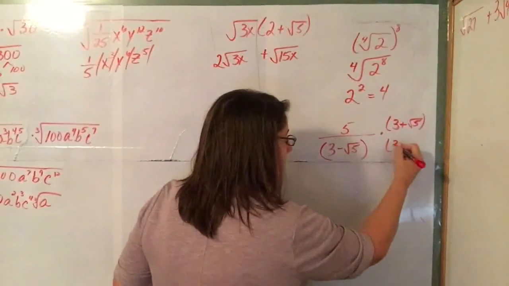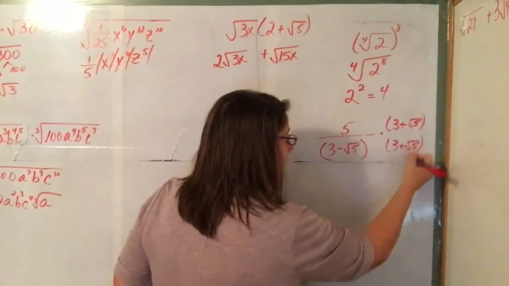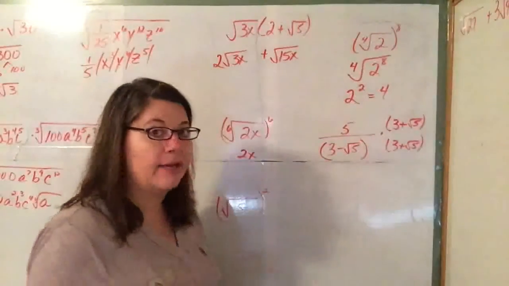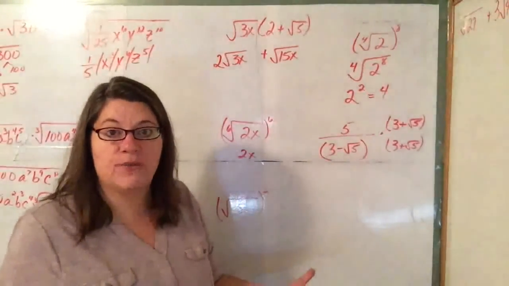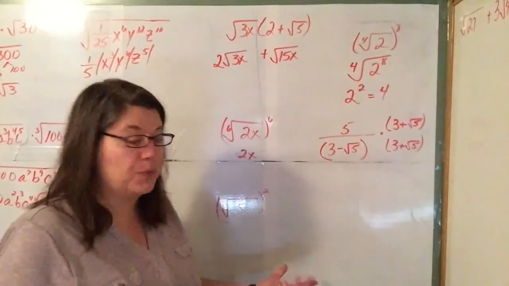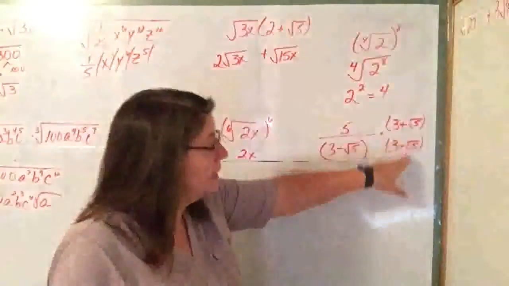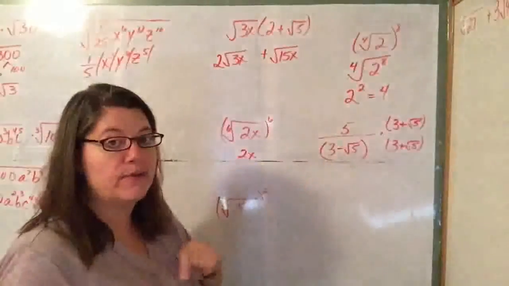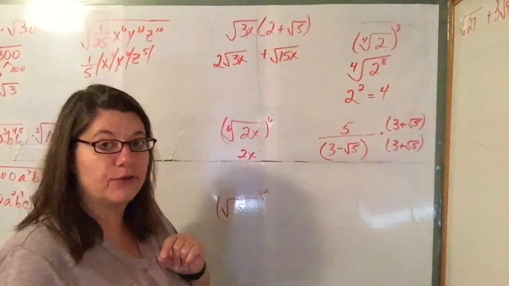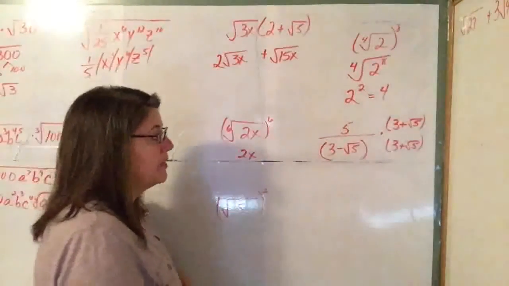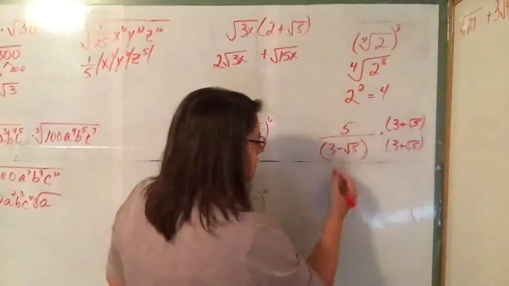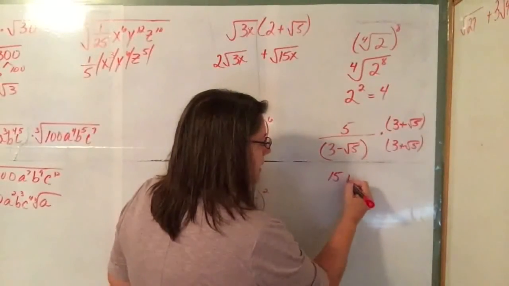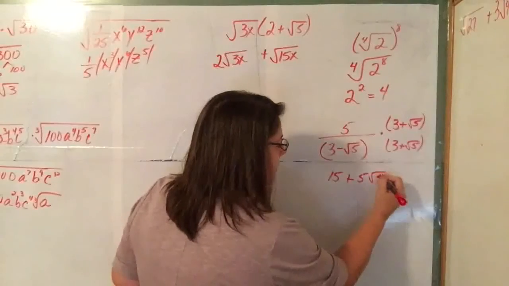Now remember, you have to do the same thing on the top and on the bottom, otherwise you've changed the value of the fraction that you started with. So you have to multiply by 1, so we're not changing the value of that function, we're just making it look different, and we do that a lot in algebra. All right, so I'm going to distribute up here. So 5 times 3 is 15 plus 5 square root of 5.